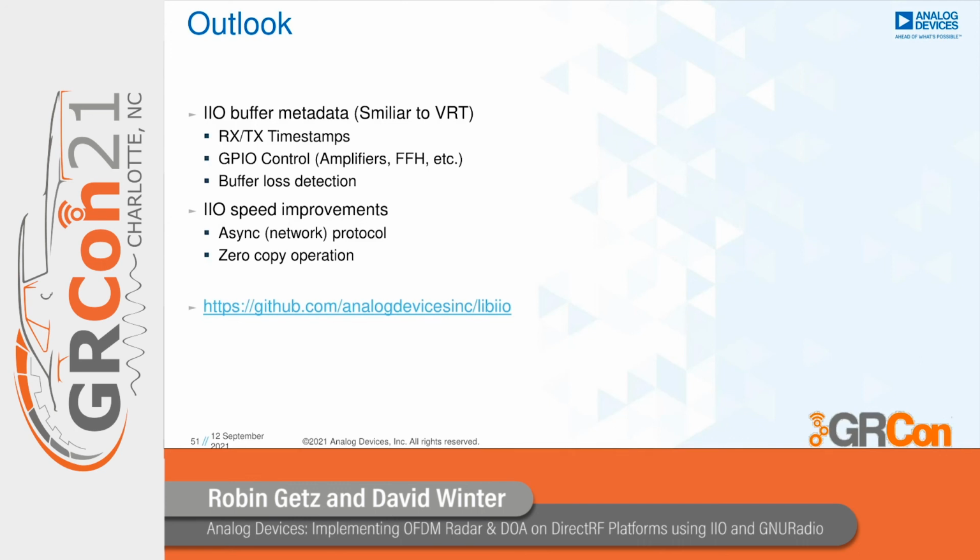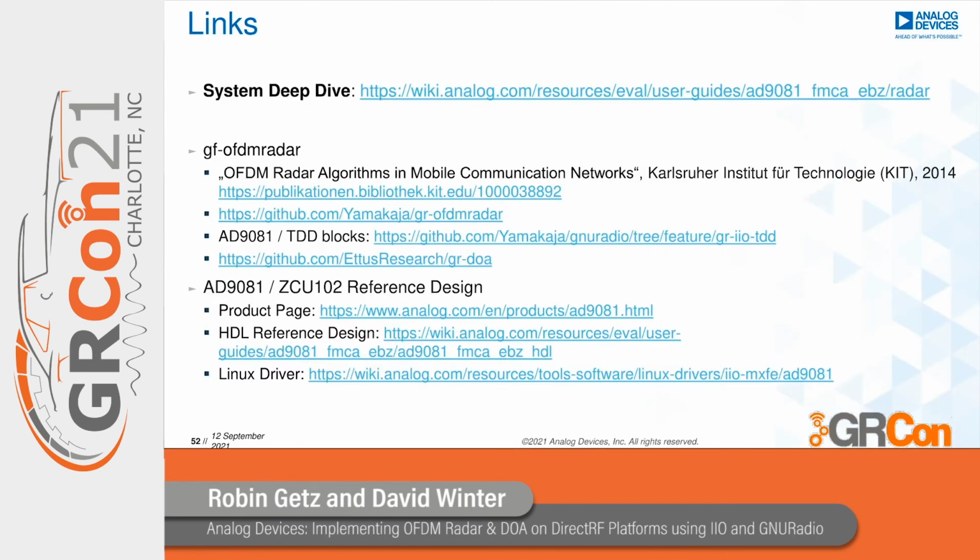Then buffer loss detection, especially on the receive side, we really can't tell if a buffer has actually been received right after the last one, or if there's a gap in there, and so on. So especially when we've got RX timestamping set up and running, buffer loss detection should be a lot easier. And also we are working on speed improvements. So currently the network protocol, for example, is a synchronous protocol which just doesn't really cut it and has quite a large processing overhead.